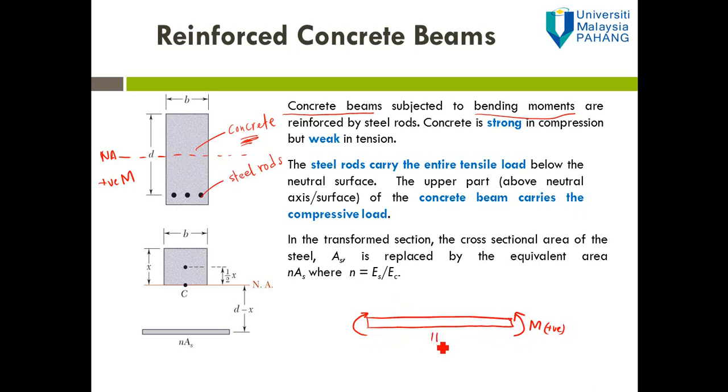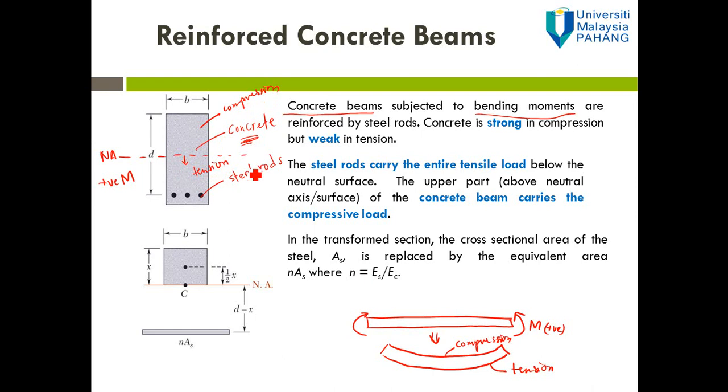So what happens after deformation? It will look like this. After deformation, the upper part will be in compression and the bottom part will be in tension. Assuming this beam is subjected to positive bending moment, the upper part will be in compression, and below the neutral axis will be in tension.